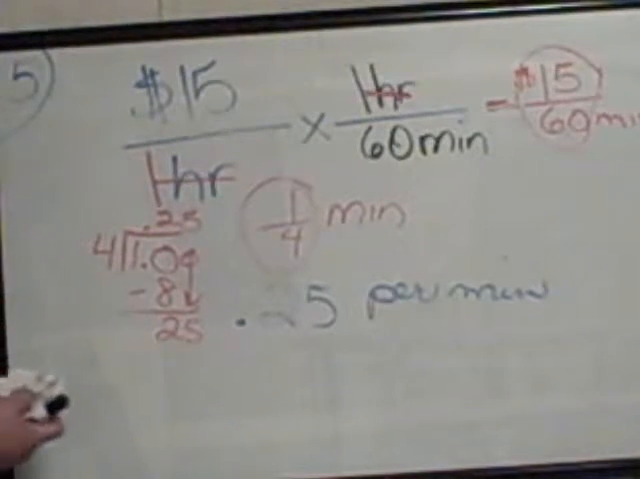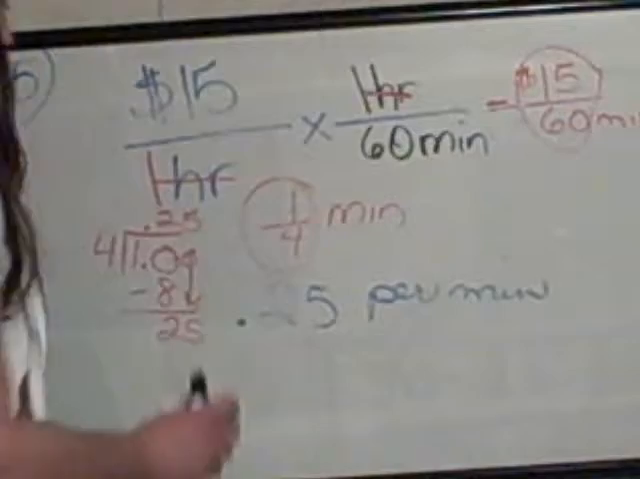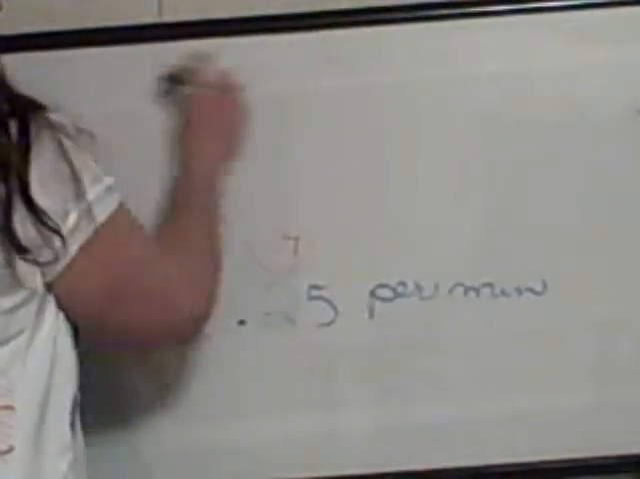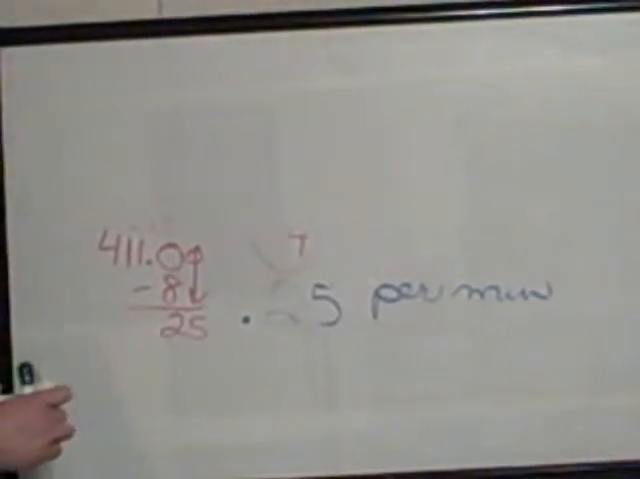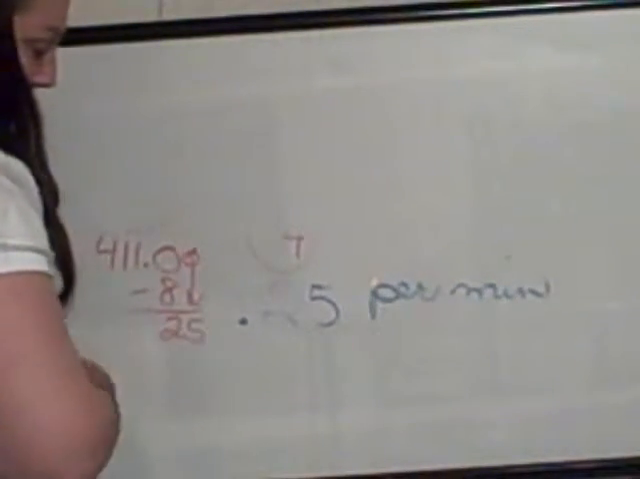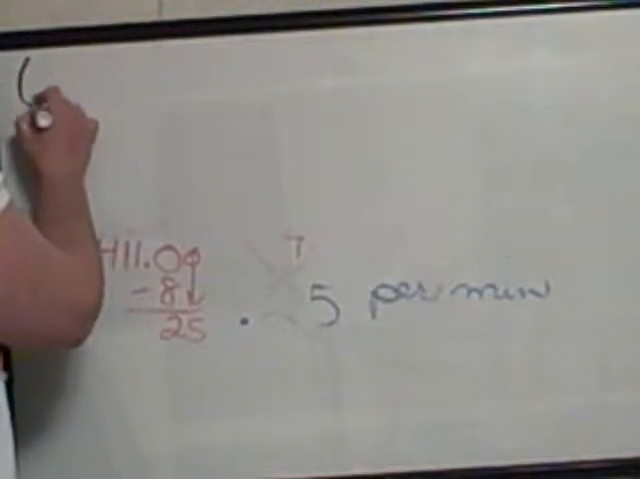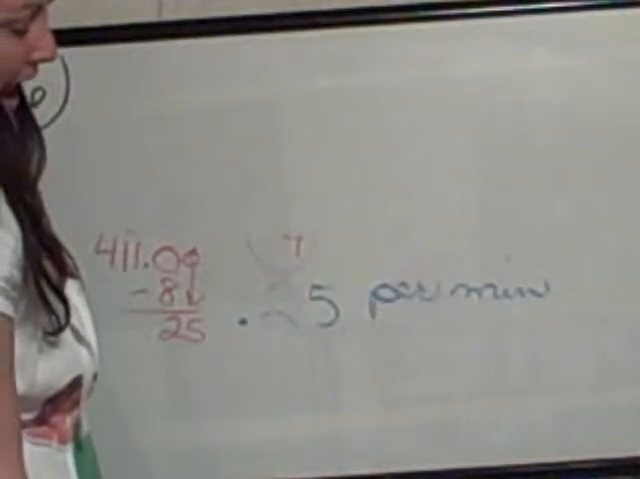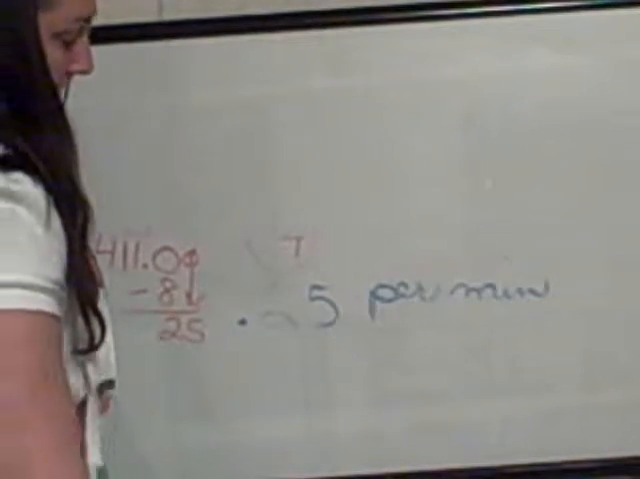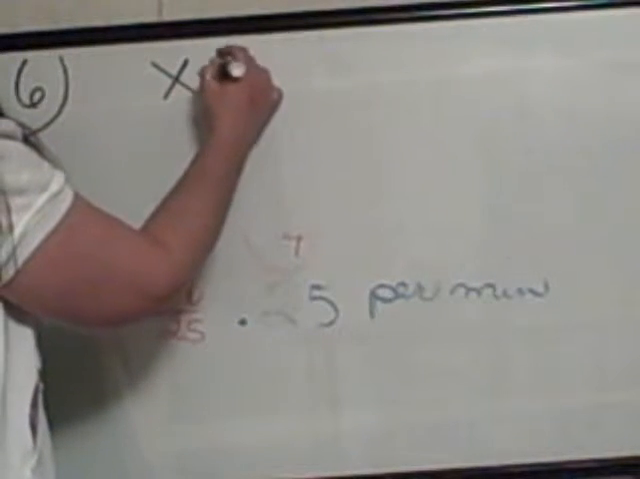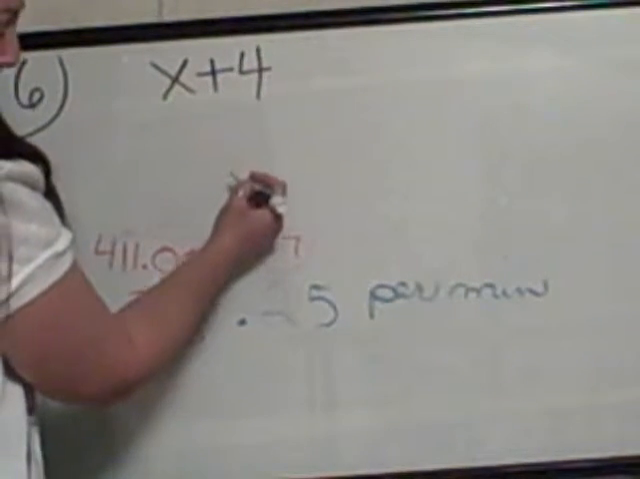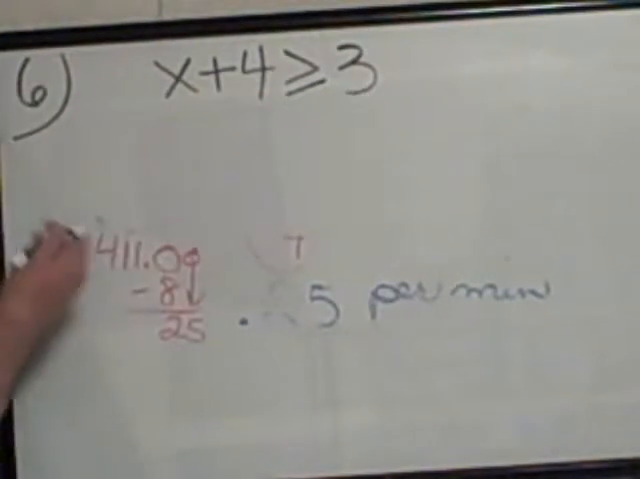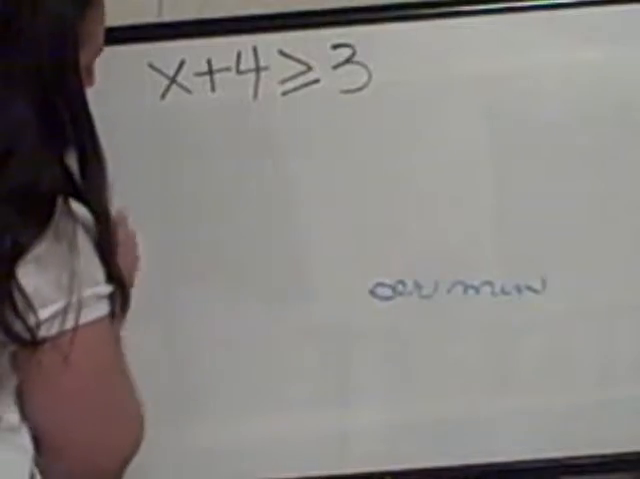Let's look at number 6. Number 6, solve and graph on a number line. And we have the inequality x plus 4 is greater than or equal to 3. So how do we solve this inequality?